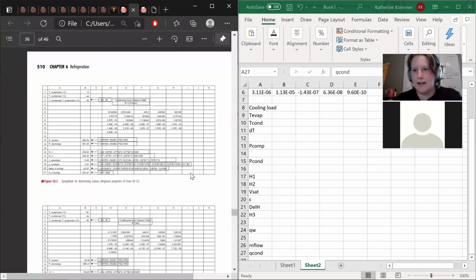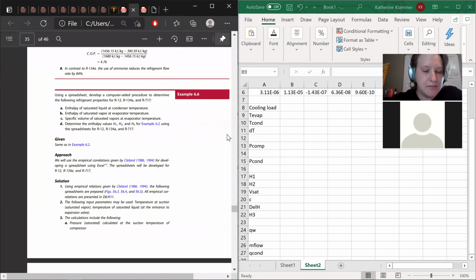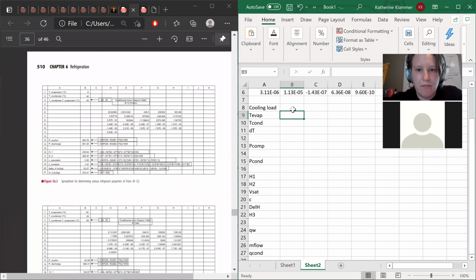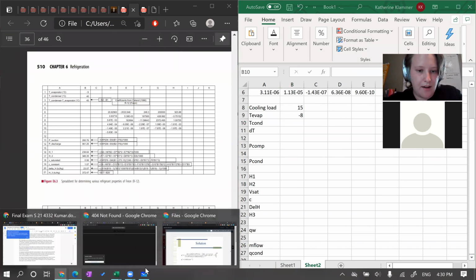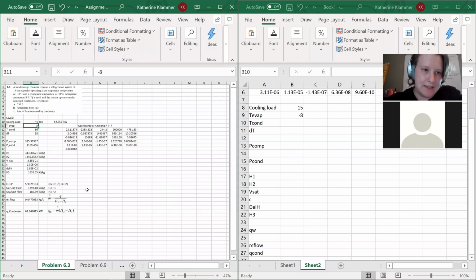And I can go over that with you guys if you want. But it's basically a lot of typing in equations. So 15 minus 8. You'll be given the cooling load and the temperatures of what you're supposed to be finding.